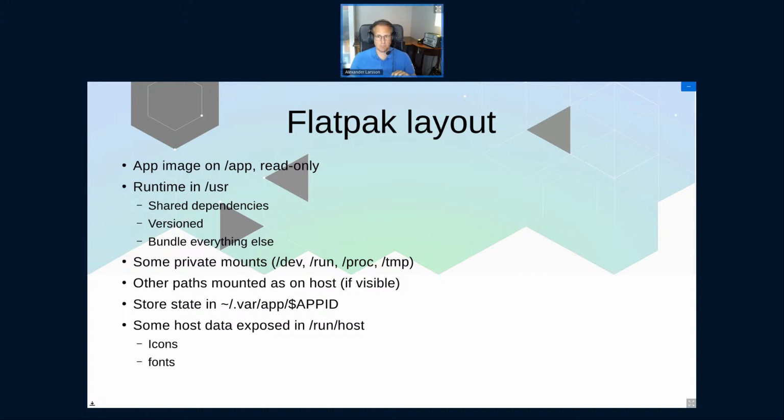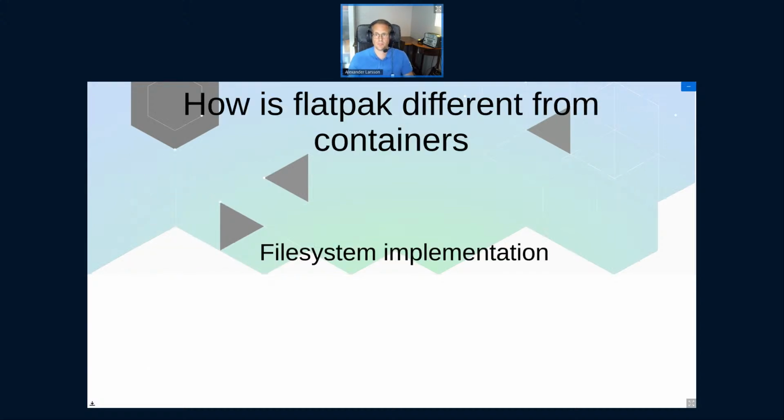And there's this per-app state directory in .var/app, which is by default the only way you can store persistent data. Obviously, if you have, for some reason, more permissions, you can write wherever you have permissions, but that's always available. And also we have some host data that is always available, like icons and fonts, because these are kind of useful and they're safe to expose, basically.